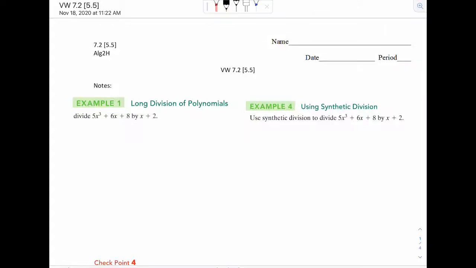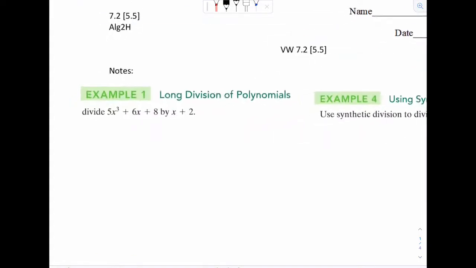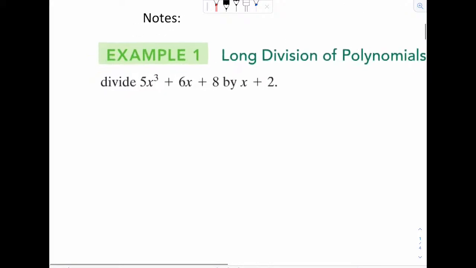Welcome to VW 7.2. Today we're going to be reviewing long division to start us off. So first, let's do it. We're going to divide 5x cubed plus 6x plus 8 by x plus 2. So let's draw our little division house here.